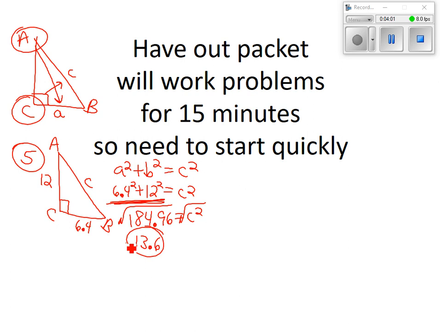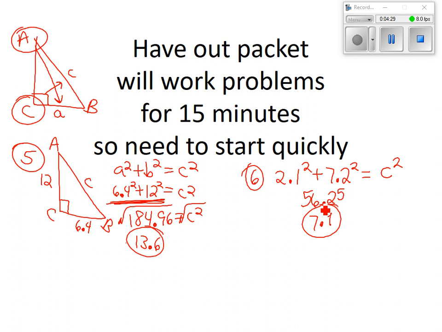Number 6. Same setup. Do I need to draw the picture again? No. So we do 2.1 squared plus 7.2 squared equals what? 56.25. And then you square root that, and that equals 7.5. Does that make sense? It's bigger than the other two.